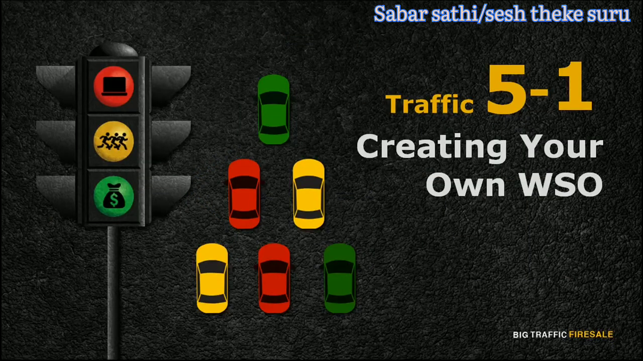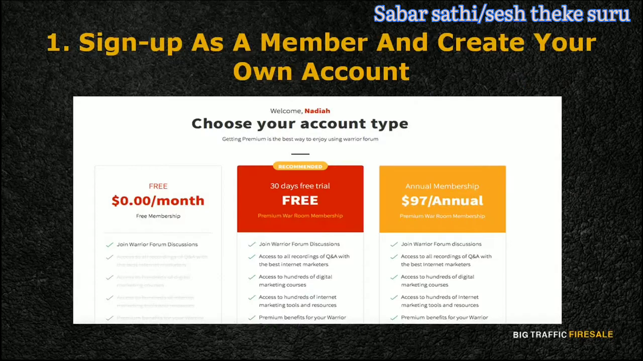Hi there. In this module, we'll discuss the steps on how to create your own WSO in the Warrior Forum. The first step to kickstart your offer is by signing up as a member of the Warrior Forum and creating your own account. When you've created your account and logged in, navigate to the Create a WSO page by clicking on the Create Offer WSO in the top menu. The cost of creating an offer is a fixed price of $20.